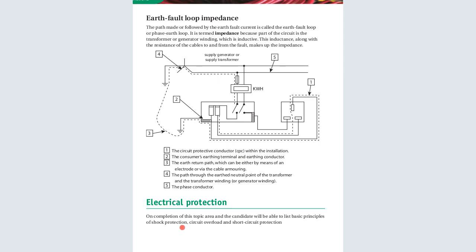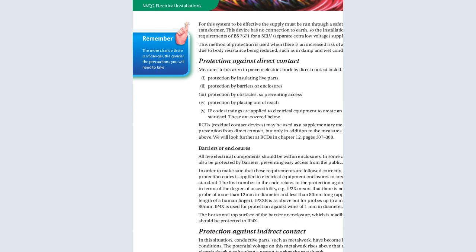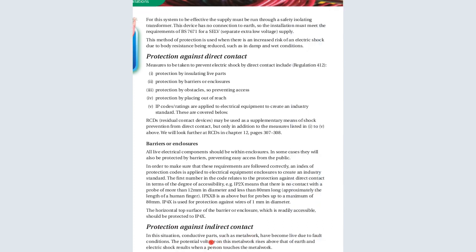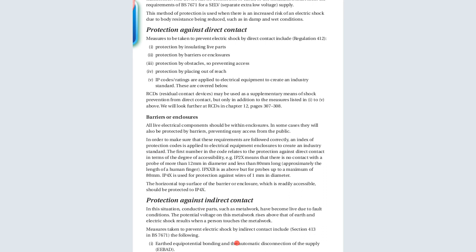So, electrical protection. On completion of this topic, you can see these. So this is now a shock, direct contact of electric supply. You can see you become the shorter distance to the earth, and then you are shocked. Indirect contact is here, the supply via the exposed conductive path or metalwork that can become live at fault. You can also see here. So we have protection against both direct and indirect contact. Protection against direct contact, we have barriers and enclosures.